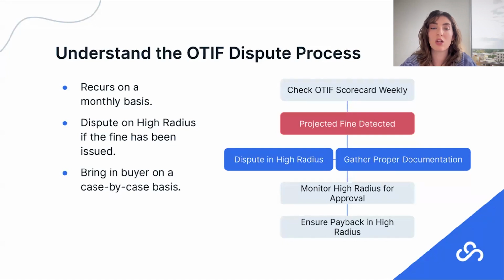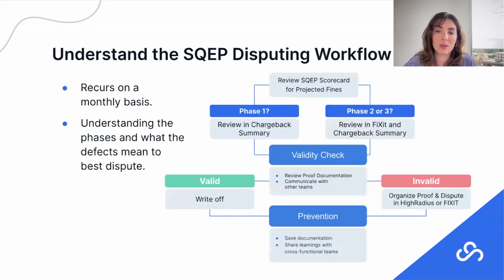If you're seeing a large issue, you can still bring in your buyer to help with some of these issues. Again, it's very much case by case. The severity of the situation and the relationship with your buyer should be taken into account. But really, High Radius should be your go-to, and usually you can go in there and get that disputed and get a response in a timely manner.